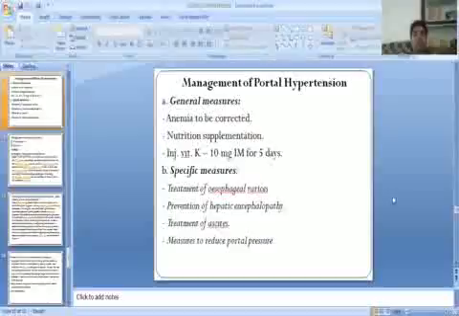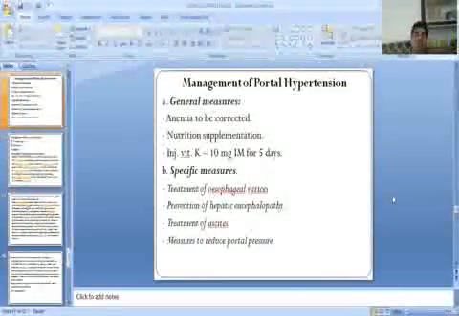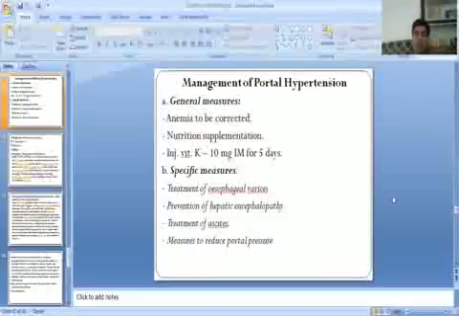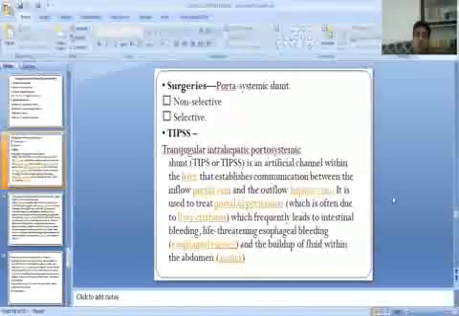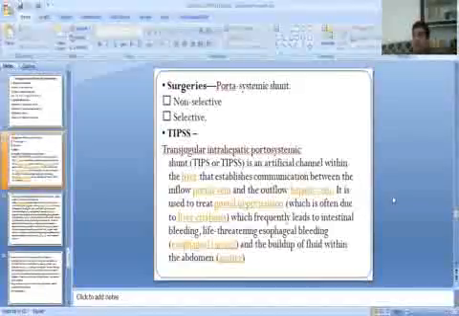For portal hypertension, first general measures: anemia to be corrected, nutrition supplementation, injection vitamin K 10 mg IM for 5 days. Specific measures: treatment of esophageal varices, prevention of hepatic encephalopathy, treatment of ascites. Measures to reduce portal pressure, surgery: portosystemic, non-selective and selective. Transjugular intrahepatic portosystemic shunt, TIPS.